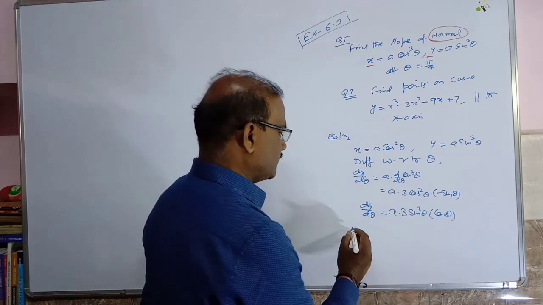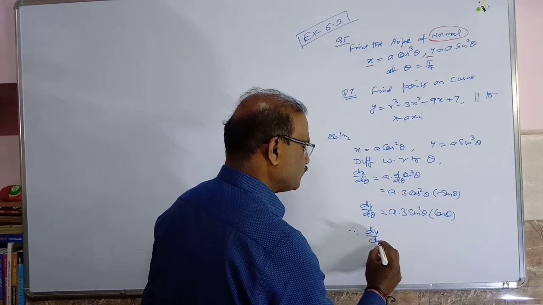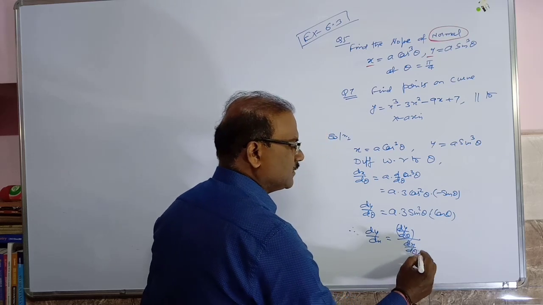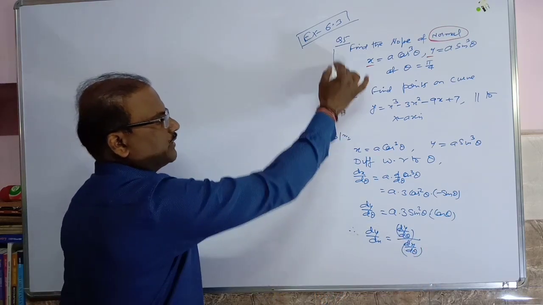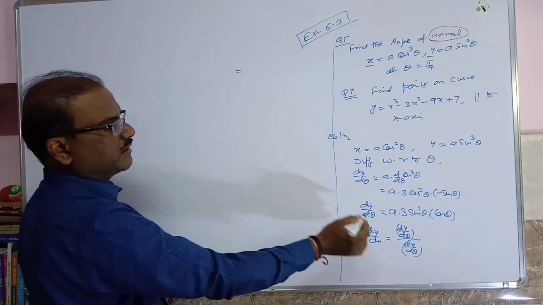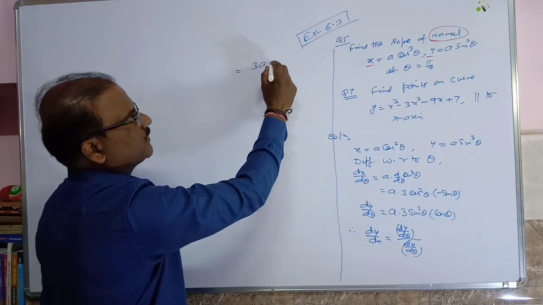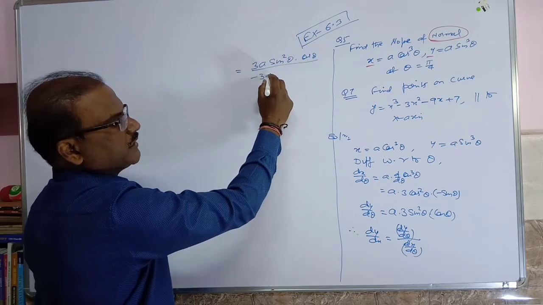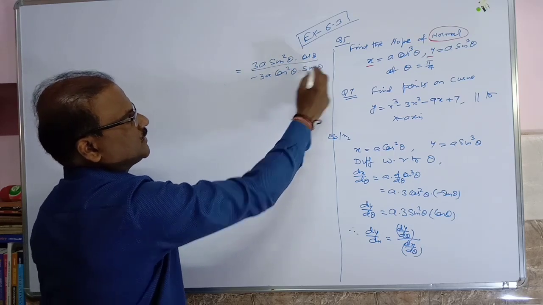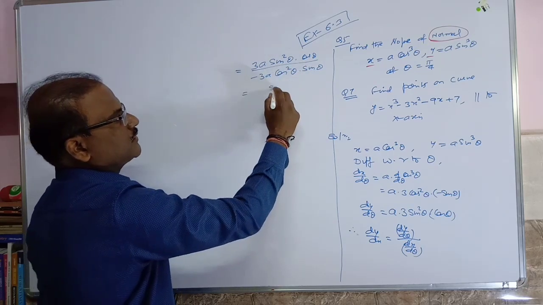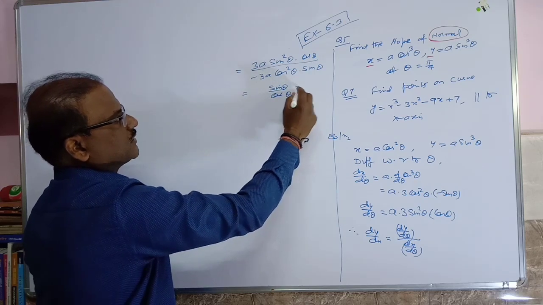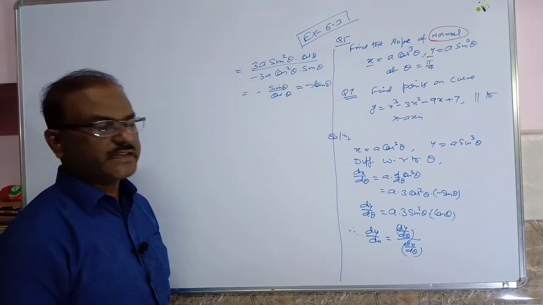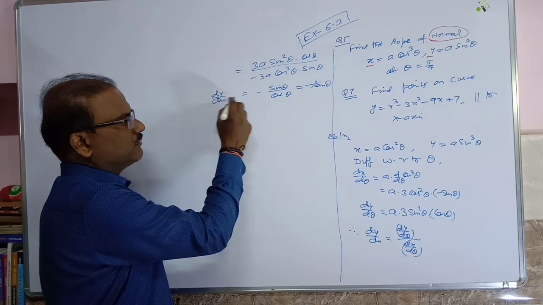Therefore dy by dx, if you wish to find it, you have to write in this way: dy by d theta divided by dx by d theta. By that, what will we get? We have 3a sin square theta cos theta over minus 3a cos square theta sin theta. Cancelling, what will we get? sin theta by cos theta with a minus, so you will get minus tan theta. This is dy by dx, you got it. Then our task is over.